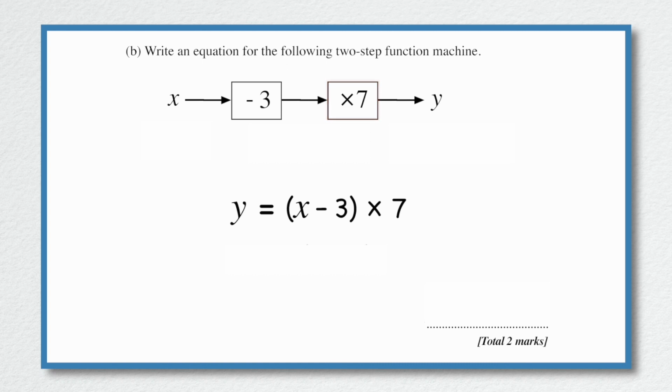y is equal to open brackets x subtract 3 close brackets multiplied by 7. But as with part B in the previous question, we can simplify this further and write it as y is equal to 7 open brackets x subtract 3 close brackets. And that's our final answer for 2 marks.